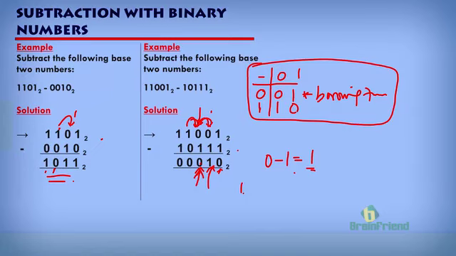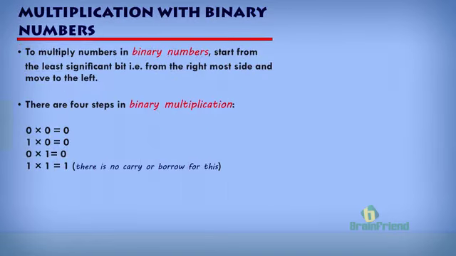Our 1 here has been borrowed, okay, for the operation in the next column. So we have 0 left. 0 minus 0 gives us 0. And 1 minus 1 gives us 0. So our final answer is 00010 base 2. Next, we'll be looking at how we multiply numbers in the binary number system.